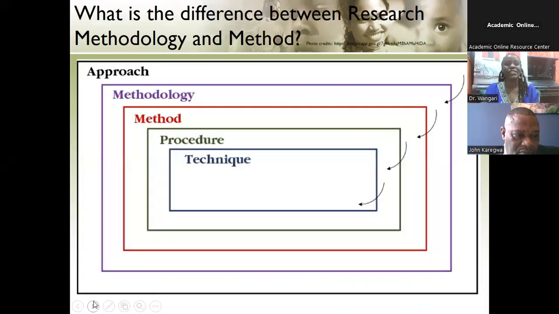So now we go to the second part of the presentation. What's the difference between research methodology and research method? And again, I'd just like to take a little brief sharing in the chat. Please, not raising hands, but just typing in the chat, because we have a big number of participants. What's the difference between methodology and method according to you?